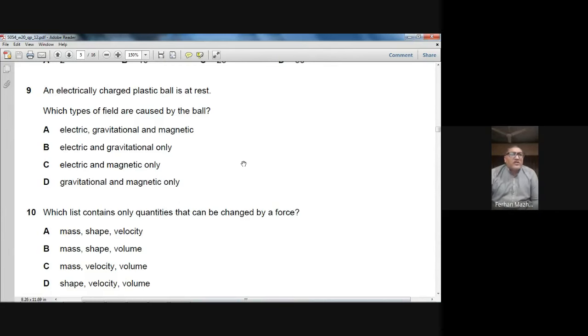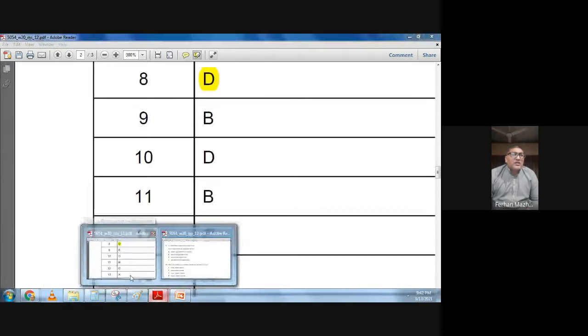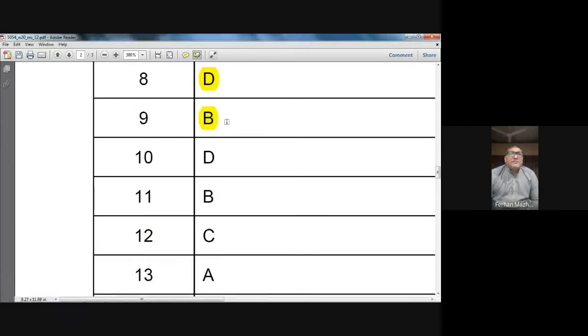So to me, B looks the right answer. Question number 9, B looks the right answer. Let me check. Question number 9, you can see B is the right option.